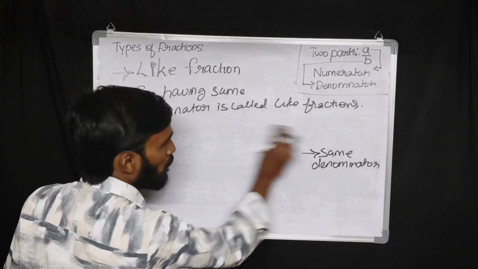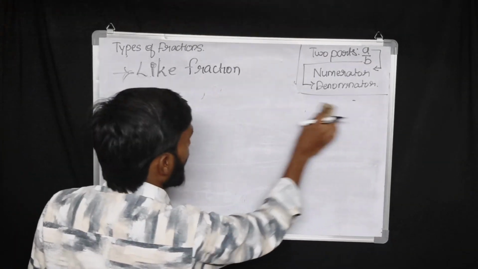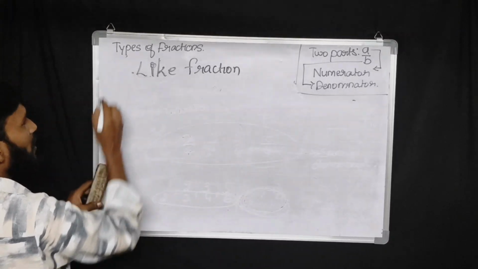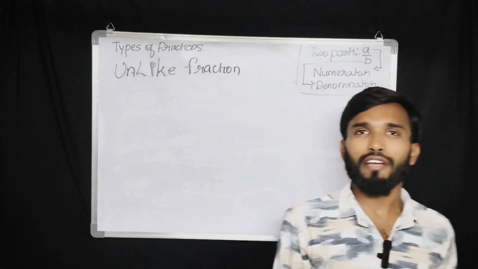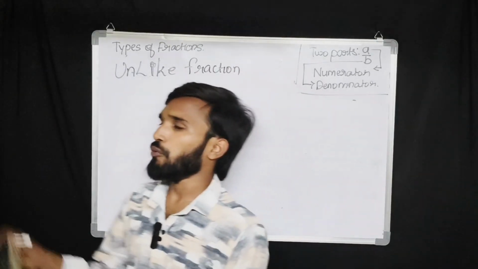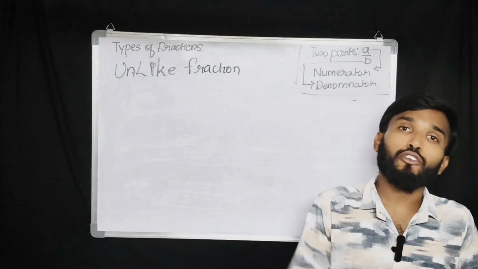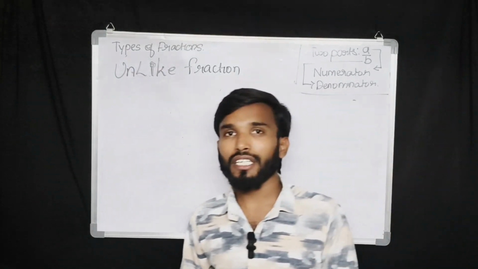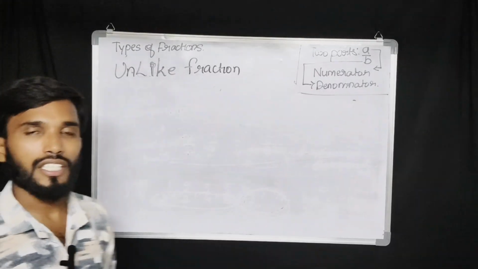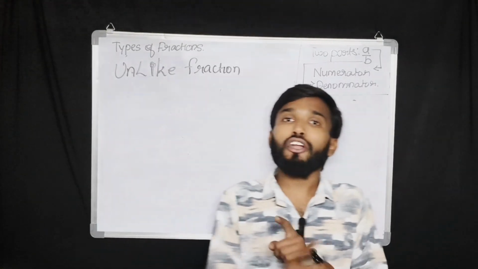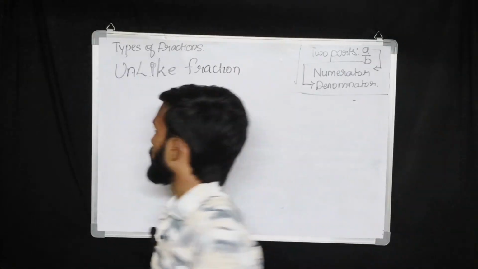Now let us move to our next type of fractions, which is unlike fraction. Does anyone have any guesses about unlike fractions? Like proper and improper: in the proper, the numerator should be less than the denominator, but in the improper, the numerator should be greater than the denominator. Like that, this is also vice versa, the reverse of like fractions. In unlike fractions, the denominators should not be the same. Those fractions are called unlike fractions.